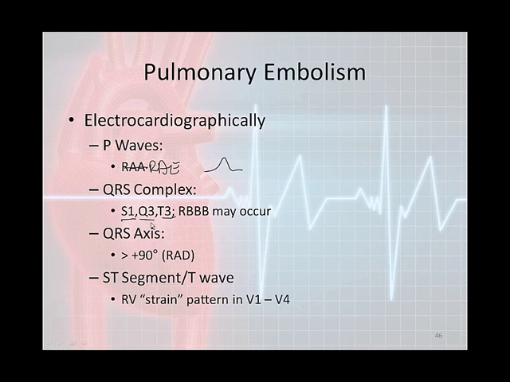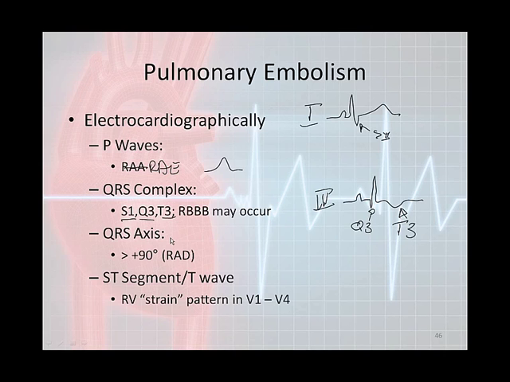S1Q3T3, which basically means you're going to look in lead 1 and also in lead 3. In lead 1, you're going to have an S wave. So you could have something like this, an S wave into your T wave. In the QRS complex in lead 3, you're going to have a Q wave, not necessarily pathological, but a Q wave. And then your T wave is going to be inverted. So this is your S1 right here, your S wave, and your Q3 is going to be your Q wave right here, and your T3 is going to be your inverted T wave. That is your S1Q3T3.